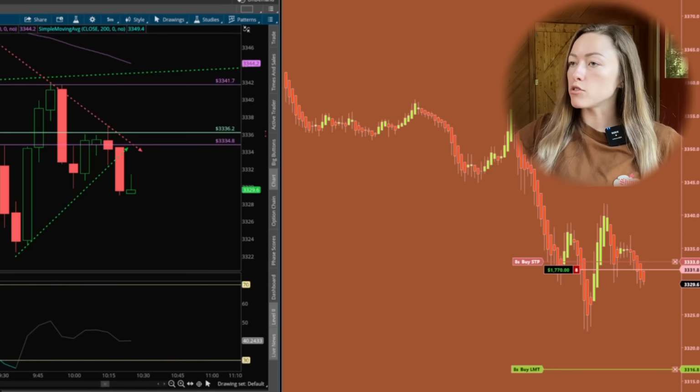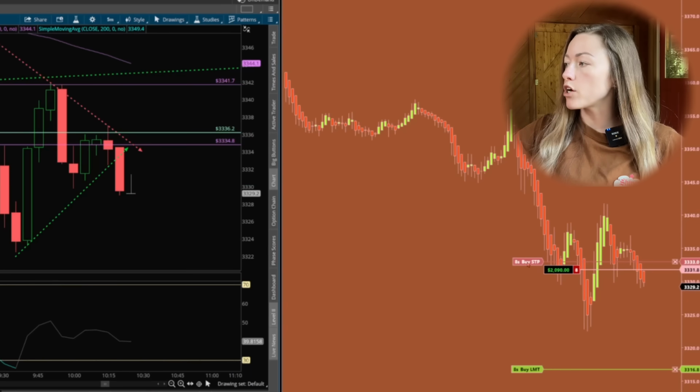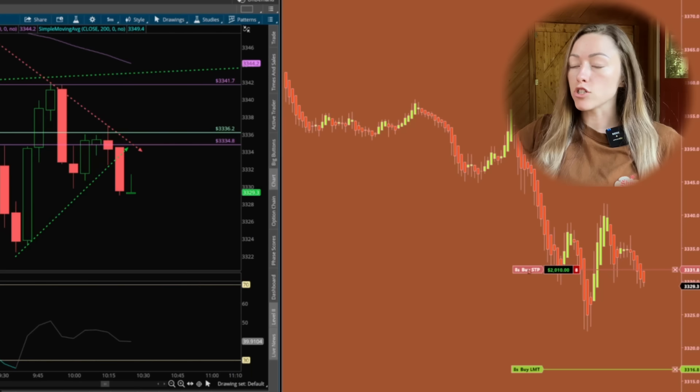And at this point, I'm just gonna trail my stop. Another thing that I see traders doing wrong is y'all are not trailing your stop. You're just allowing your stops to sit in the original place. Now, this is a controversial topic. I personally am all for trailing your stop.